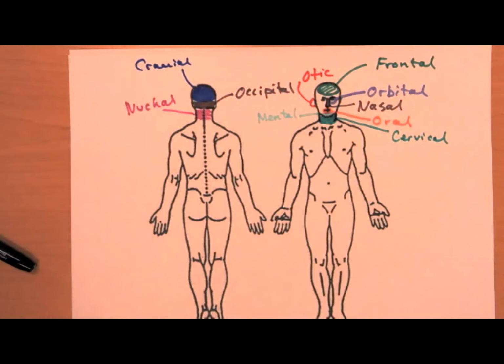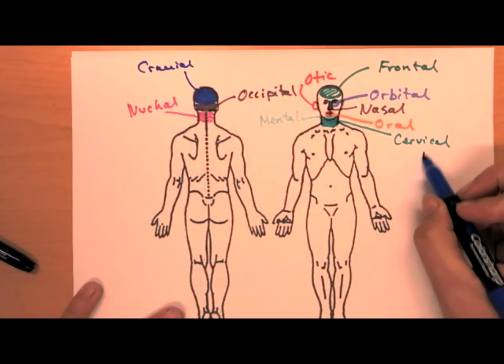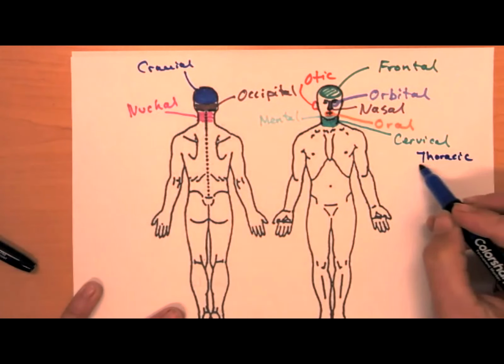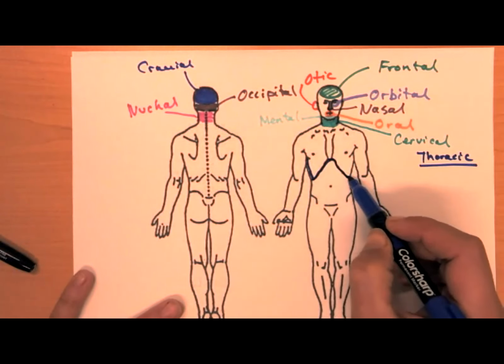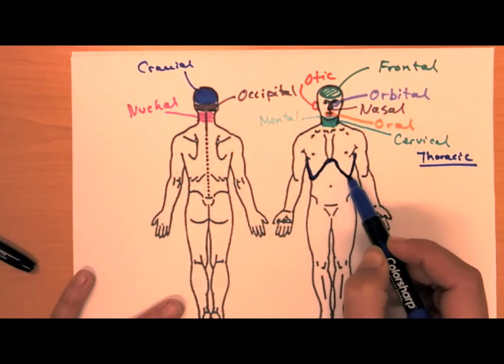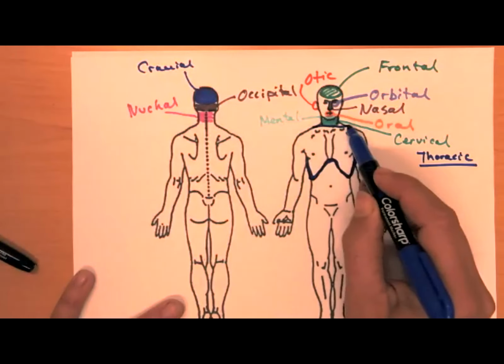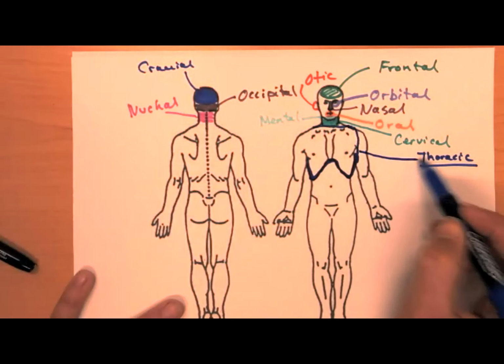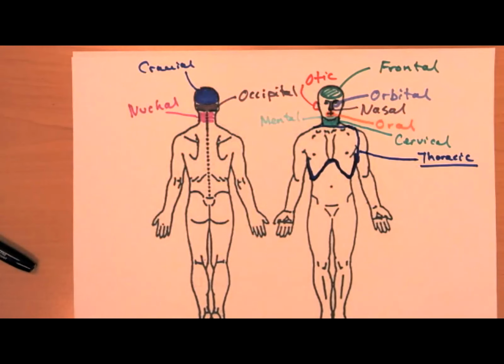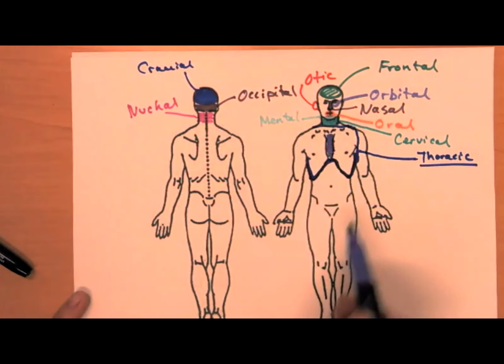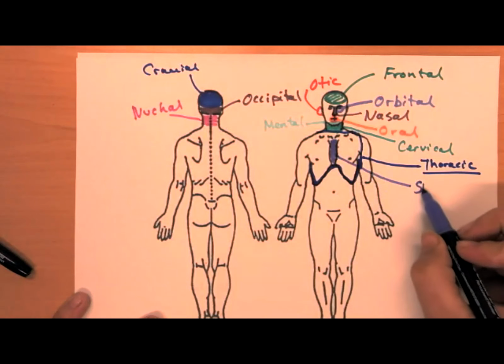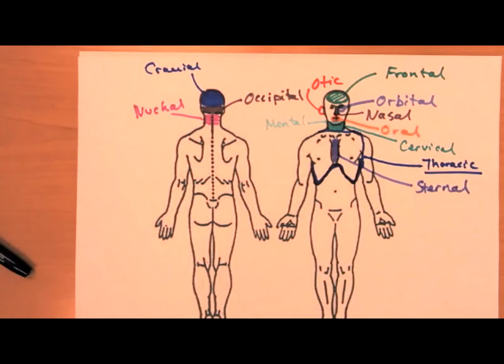Next terms are in the thoracic region. The thoracic region is essentially your chest, and it is a major region, which includes pretty much your chest superior to your diaphragm. So this little line right here is your diaphragm, and your chest down to your diaphragm is the thoracic region. Within the thoracic region, your sternum, your breastbone, gives rise to the name sternal. So in the region of your breastbone, this is your sternal region.